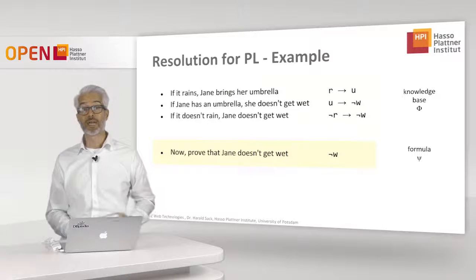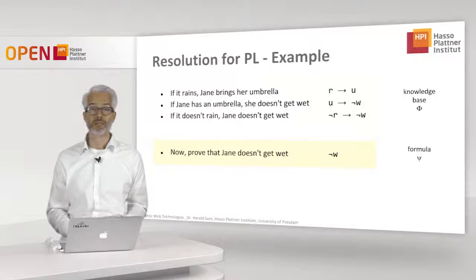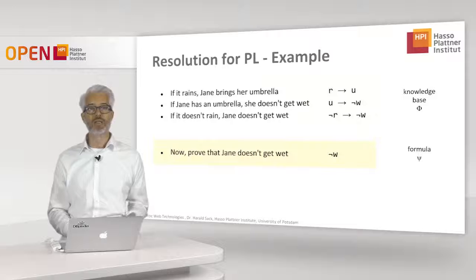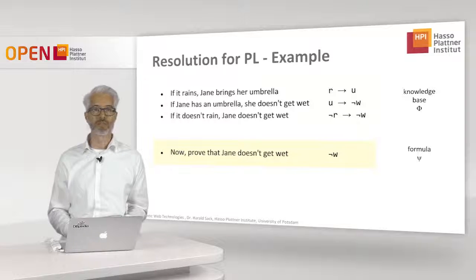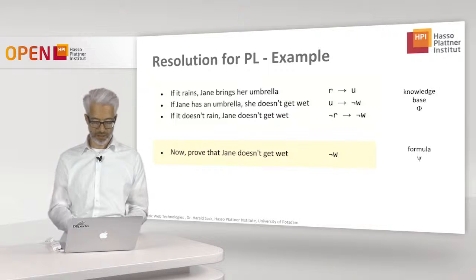So let's do an example. First of all, we have a knowledge base. For example, we have the following assumptions in our knowledge base. If it rains, Jane brings her umbrella, which we represent as R implies U. Then if Jane has an umbrella, she doesn't get wet: U implies not W. And if it doesn't rain, Jane doesn't get wet: not R implies not W. What we want to prove now is that Jane doesn't get wet. This is the formula we have to prove.